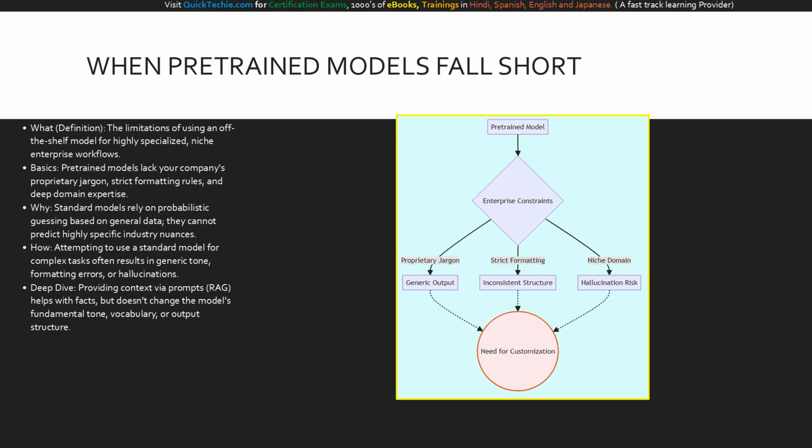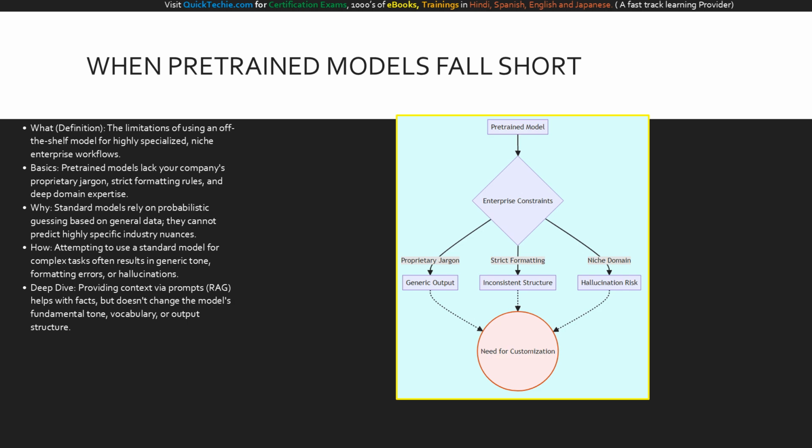Look at the breakdown of limitations on your screen. Starting with the pre-trained model at the top, it runs into a wall of enterprise constraints. When forced to deal with proprietary jargon, the model defaults to a generic output. When faced with strict compliance formatting, it yields inconsistent structures. And when operating within a niche domain, the risk of hallucination, or making things up, spikes dramatically. All these failure points converge on a single, critical realization highlighted at the bottom: the need for customization. This diagram illustrates exactly why organizations eventually outgrow out-of-the-box solutions for their most complex, mission-critical workflows, necessitating a deeper level of AI intervention.